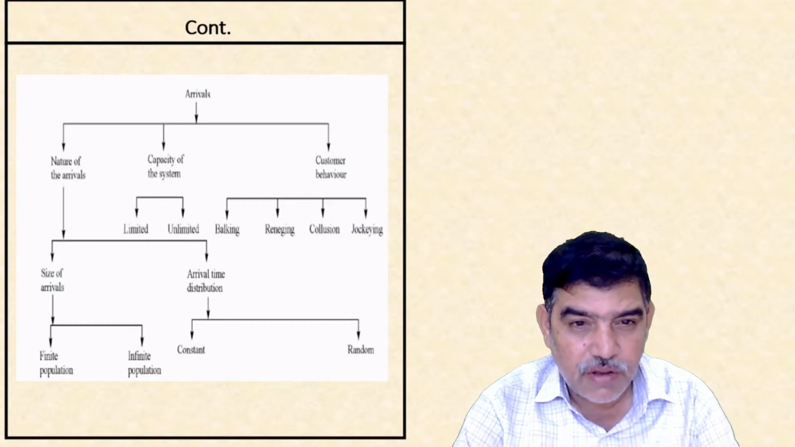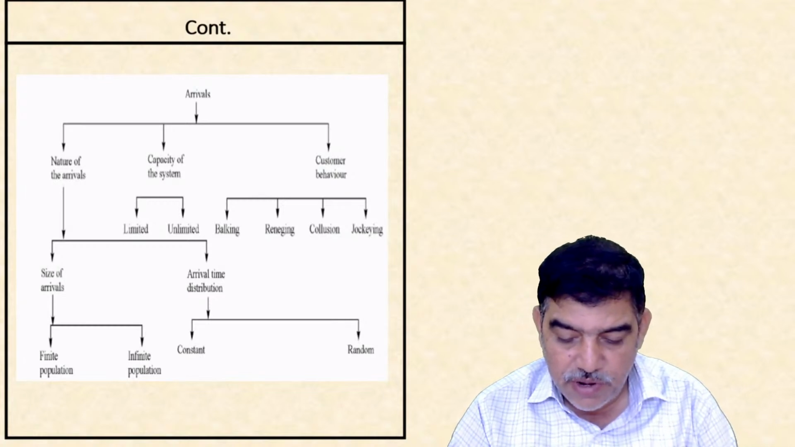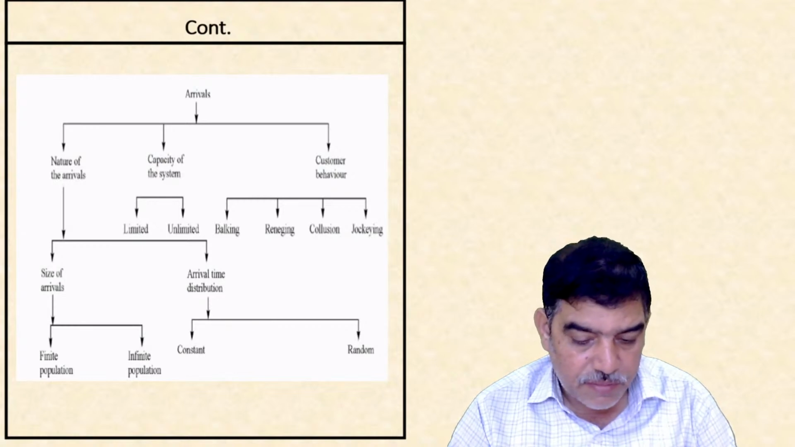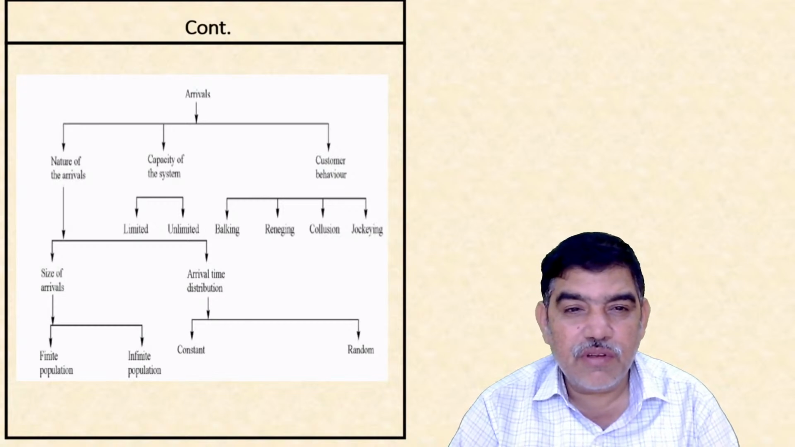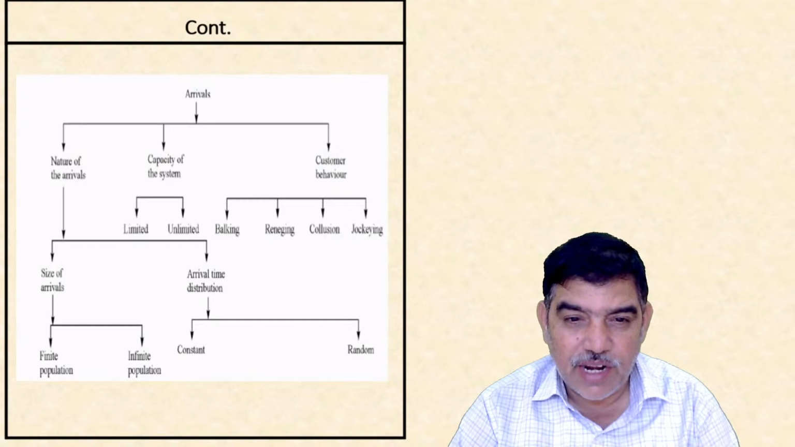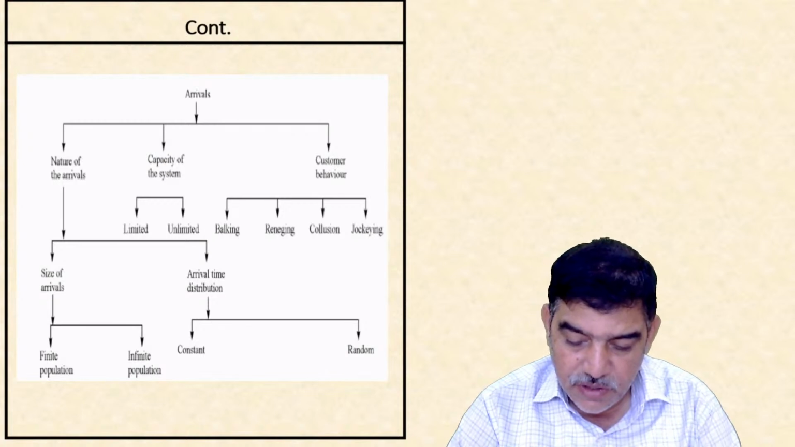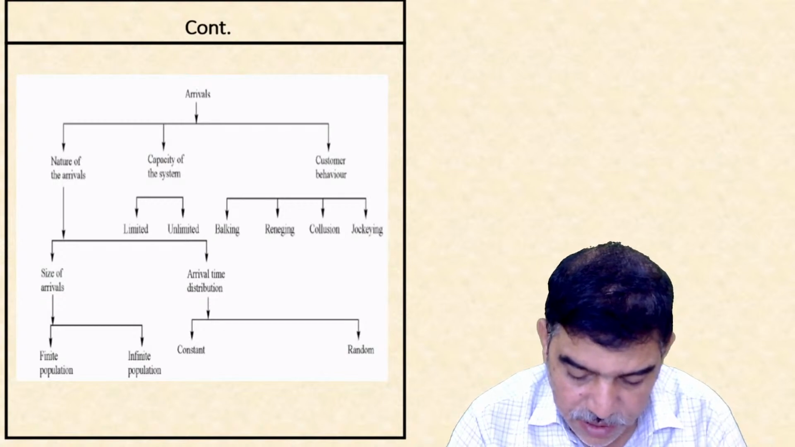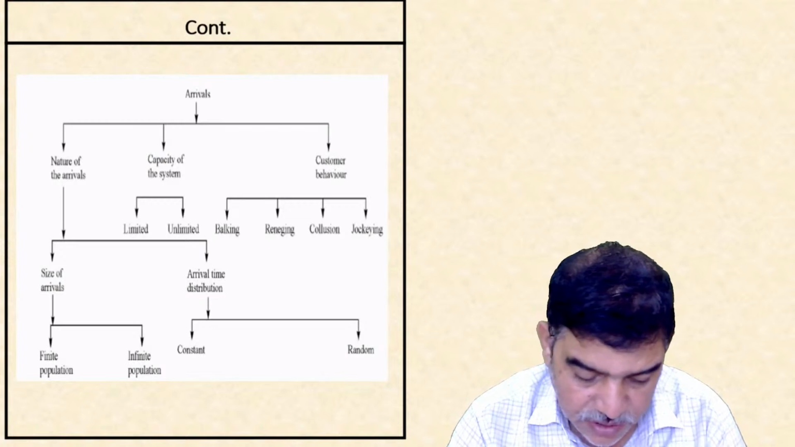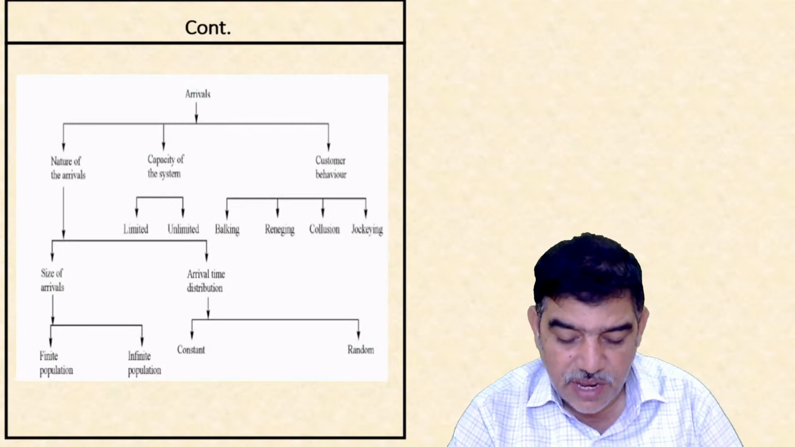Customer behavior. What is actually customer behavior? The length of the queue, the waiting time of a customer, or the idle time of the service facility mostly depends on the behavior of the customer. Suppose no customers are in a queue. At that time, at the service point, the service providers are sitting idle. Here, the behavior refers to the impatience of the customer during the stay in the line. Customer behavior can be classified as balking, reneging, collusion, and jockeying.